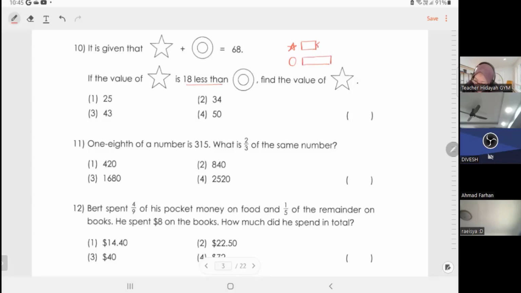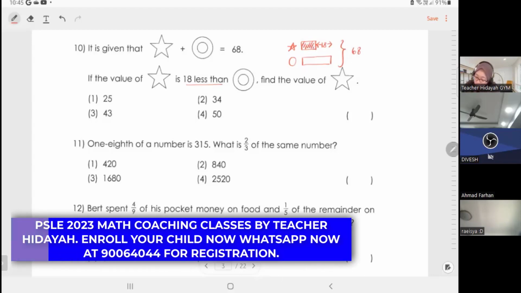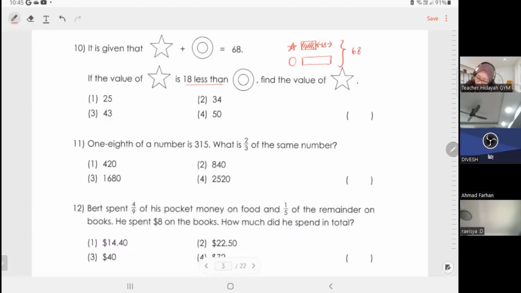Shorter by 18. This is to put down your thoughts, because sometimes you see this kind of question and you don't understand what they are talking about. Then do this. It's a comparison, and I know that my total is 68. I want to find the value of the star. From here, you can figure out, right? You can focus on finding the circle first or the star straight away. What I can do is take 68, take away the extra 18. This portion is extra, right? Take away this first.